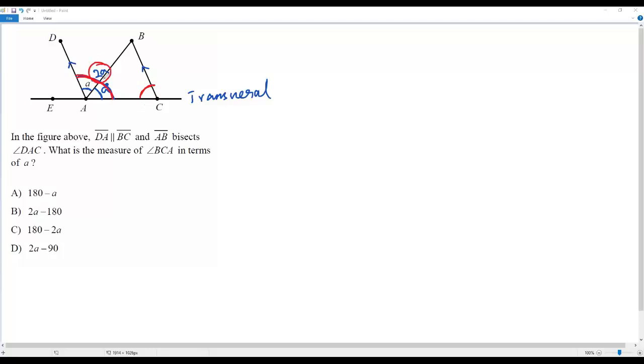So already we know the angle measure over here, that is the measure of angle DAC, is 2A, and I do not know this other angle measure. That's what I have to find, that is the angle measure BCA. So we can write the measure of angle BCA plus 2A equals 180 degrees. These two angles are consecutive interior angles, so they must add up to 180 degrees, I mean they are supplementary. Now we have to solve for the measure of angle BCA in terms of A.